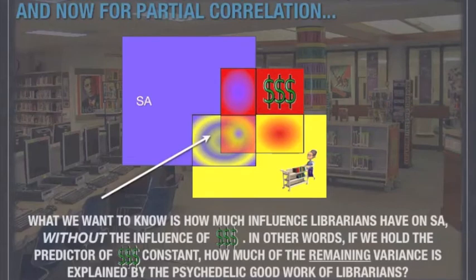So now for partial correlation. What we want to know is how much influence librarians have on student achievement without the influence of money. In other words, if we hold the predictor of money constant, how much of the remaining variance is explained by the good work of librarians?